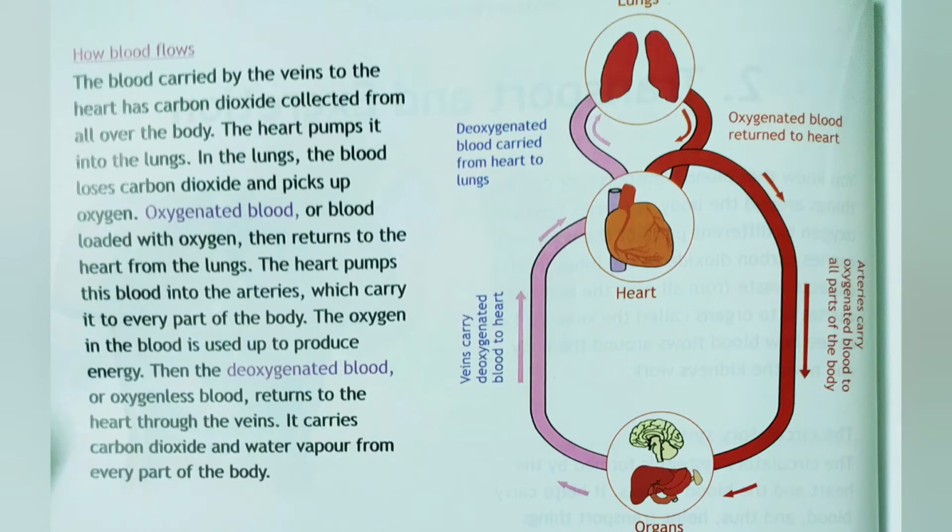So what is oxygenation? Oxygenation is a process by which gas exchange takes place. What is gas exchange? The blood will drop off the carbon dioxide and it will pick up the oxygen, and it will carry the oxygen-rich blood back to the heart. That is, the oxygenated blood is carried back to the heart. From the heart, the oxygenated or clean blood is pumped to different parts of the body. So arteries carry this oxygenated blood to all parts of the body. So this is how the blood flows in our body.